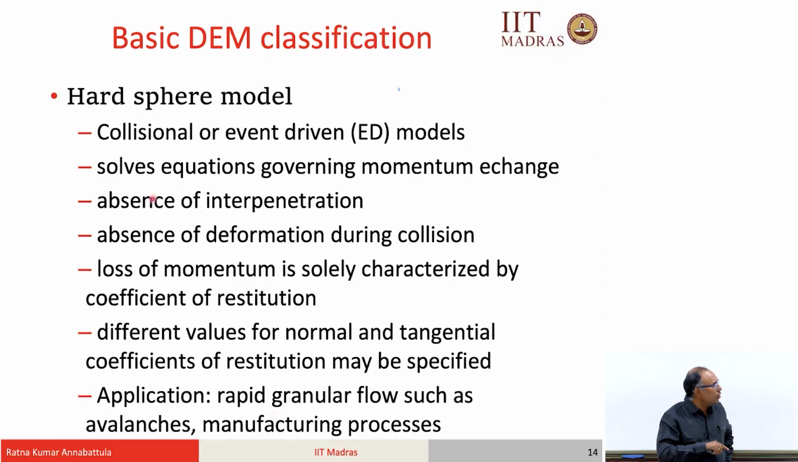and it does not account for interpenetration, as I told you, and there is no deformation during collision. There will be collision, but there is no deformation. The moment they touch, V1, V2, two particles having mass m1, m2, right. They touch and then they come back depending upon the direction of your velocities. And so, the loss of momentum is solely characterized by this property called the coefficient of restitution. So, you will have different values for normal and tangential coefficients of restitution.